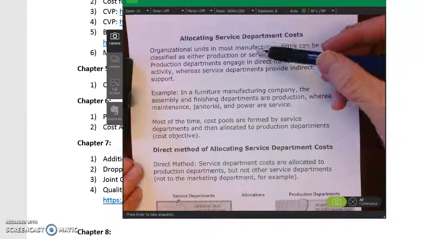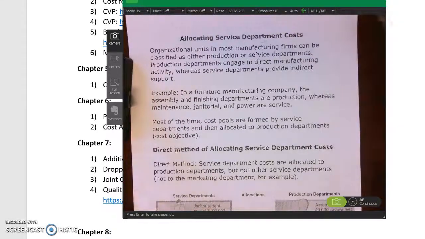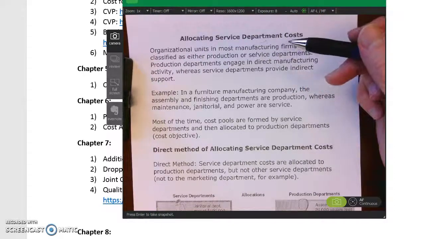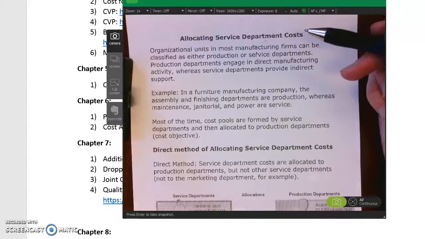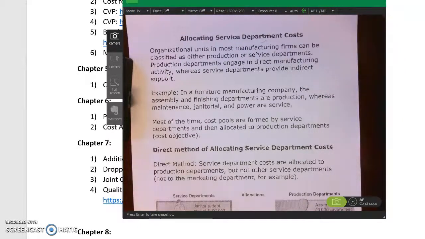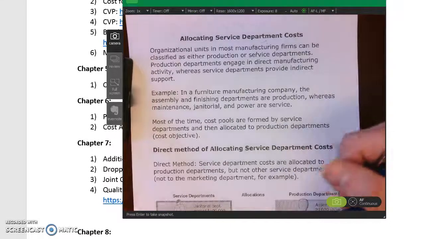Again, the whole point of this chapter so far has been about allocating out service department costs. Service departments are those support functions within the company, for example accounting, human resources, the janitorial department, the marketing department. Those service departments are support departments. They provide support to producing departments, such as finishing or assembly. Okay?